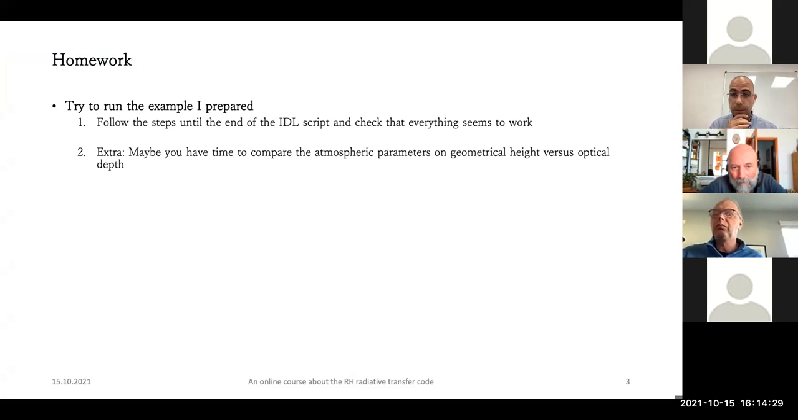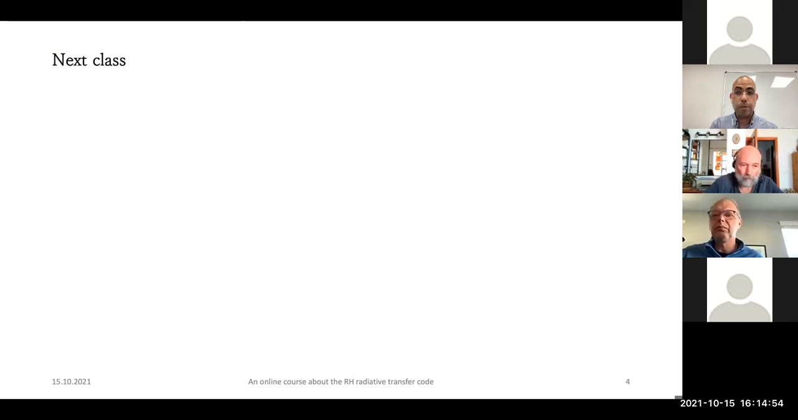Here, I think it would be interesting to take, in the ideal script or from the save file from day 8, the atmospheric parameters in geometrical height and compare them with those that are interpolated to a uniform optical depth. So you can see the difference between being in a uniform geometrical height scale and being in a uniform optical depth scale.